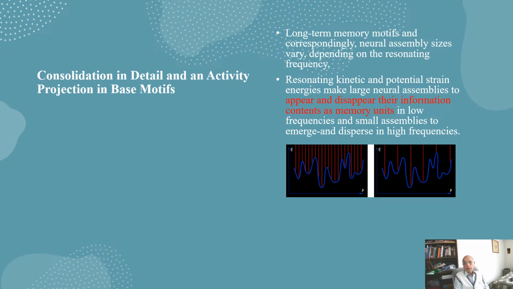In waking, the activated neural assemblies are very small and fine because the strain packages formed are small. But in the low frequency of brain waves, for example during sleep and especially in the deep sleep, these strain packages form in bigger size.